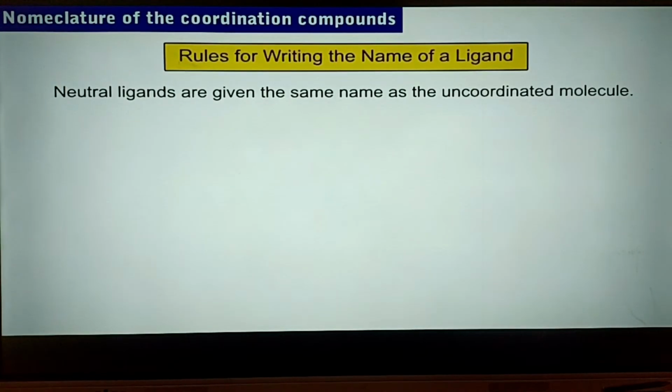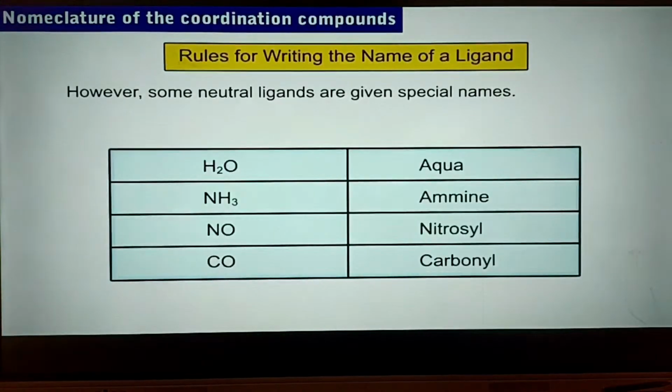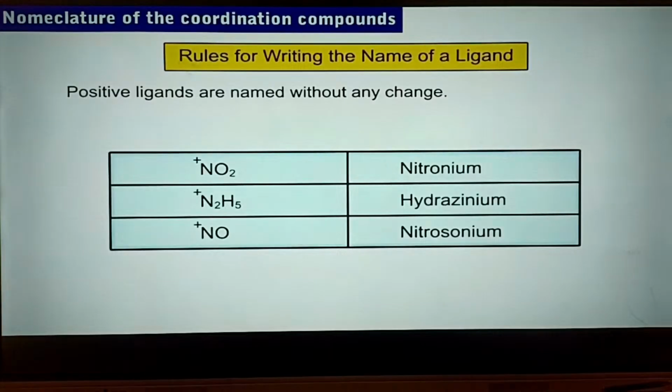Neutral ligands are given the same name as the uncoordinated molecule. For example, pyridine, dinitrogen, dioxygen, and triphenylphosphine. However, some neutral ligands are given special names. They are aqua for water, ammine for ammonia, nitrosyl for nitric oxide, and carbonyl for carbon monoxide. Positive ligands such as nitronium, hydrazinium, and nitrosonium are named as such without any change.